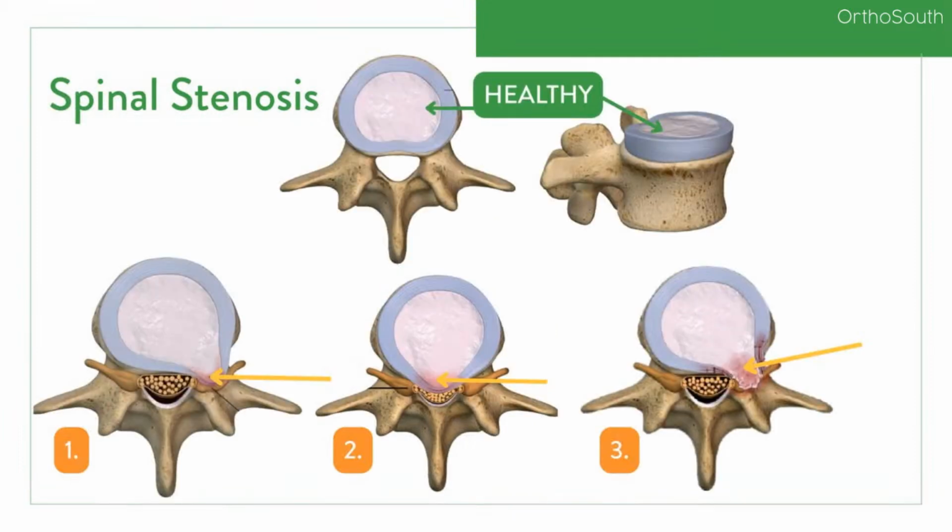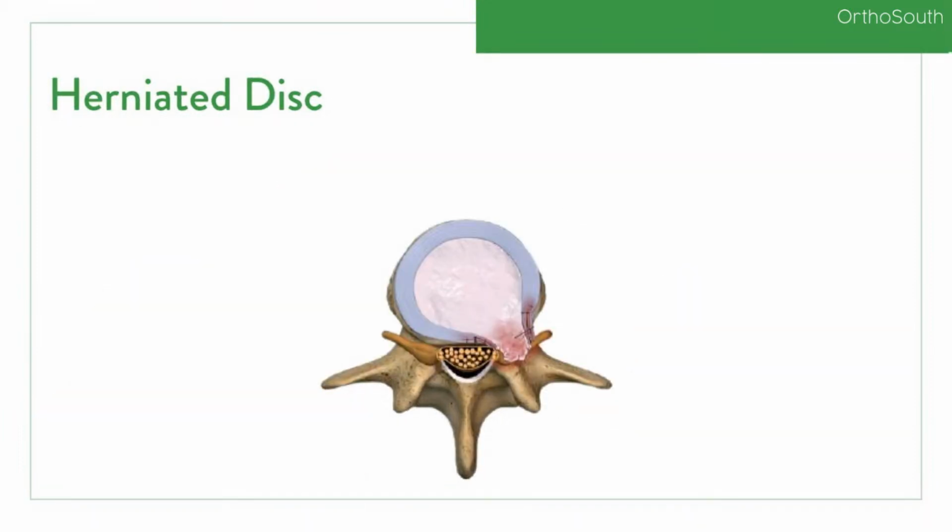And it can be isolated like that. You can also get a piece of the disc that pushes out, and then it can kind of migrate up or down your spine a little bit. So sometimes you'll see them not exactly where they originated, but they'll kind of move a few millimeters or a centimeter or so. So they can kind of move around in there a bit.